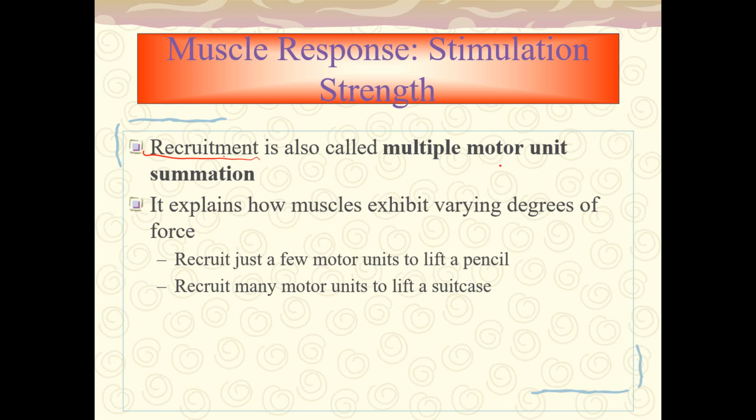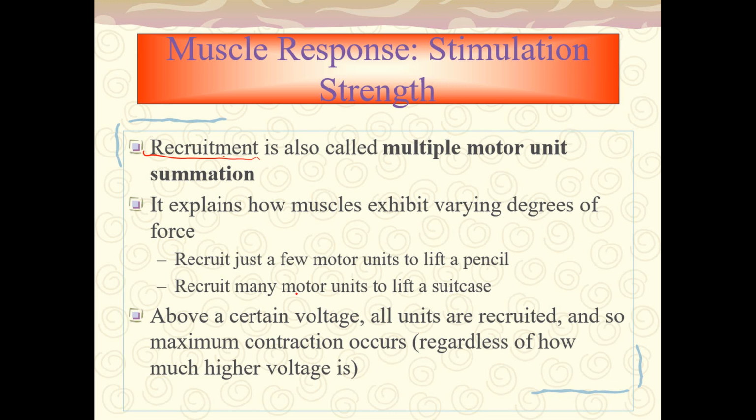So what's going to happen is that as you're trying to lift something, your nervous system is recruiting just a few motor units. If you're trying to lift a suitcase, what's going to happen is this multiple motor unit summation. It kind of tells you it's going to try one motor unit to lift this suitcase. That's not going to do it. It's going to then have a second motor unit, a third motor unit. It's going to keep going until you are successful in lifting the load, if you can lift the load. So above a certain voltage, all the units are going to be recruited, and so maximum contraction occurs. So that's regardless if the voltage increases.